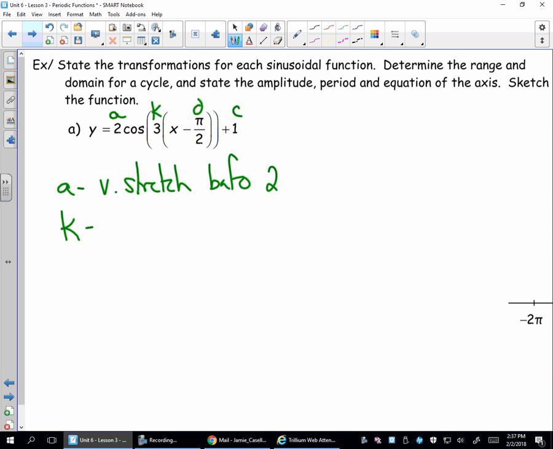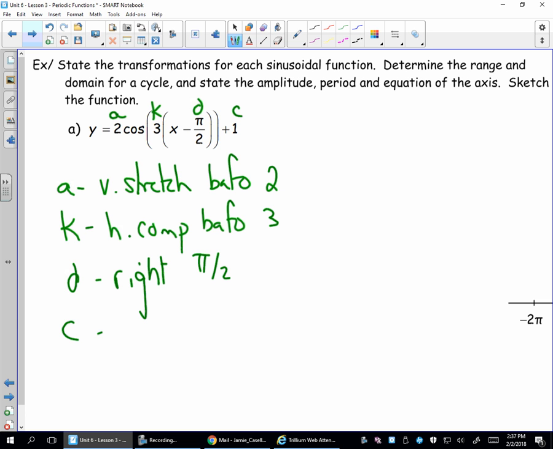It does an x thing. It does the opposite. So it's a horizontal compress by a factor of 3. Okay, the pi over 2 inside the bracket is an x thing. It's our d value. It says minus, so we do the opposite, which is plus, which moves it to the right. Pi over 2, that's your phase shift.